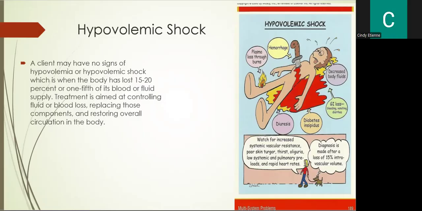This is a medical emergency. The priority is to stop the bleeding, administer high flow oxygen, establish 2 large bore IVs, and rapidly infuse isotonic fluids. What are examples of isotonic fluids? Lactated Ringer's and normal saline. And transfuse blood products if needed.